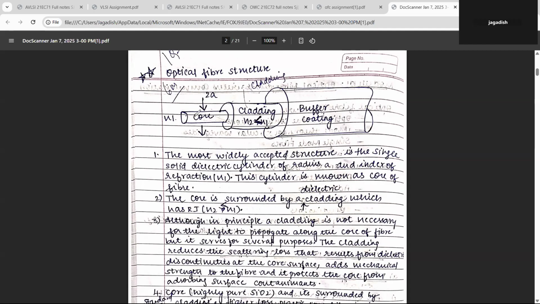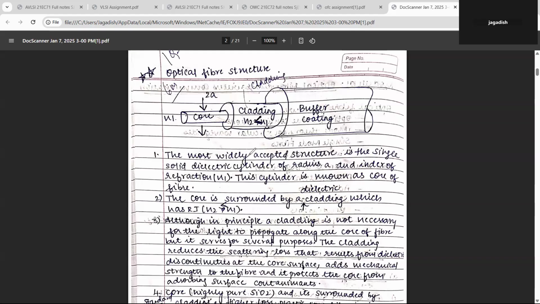N1 is the refractive index of the core. N2 is the refractive index of the cladding, where the refractive index of the cladding is always lesser than the refractive index of the core. That you are supposed to write. This is the optical fiber structure. So first you are supposed to draw this diagram: core, cladding, buffer coating.